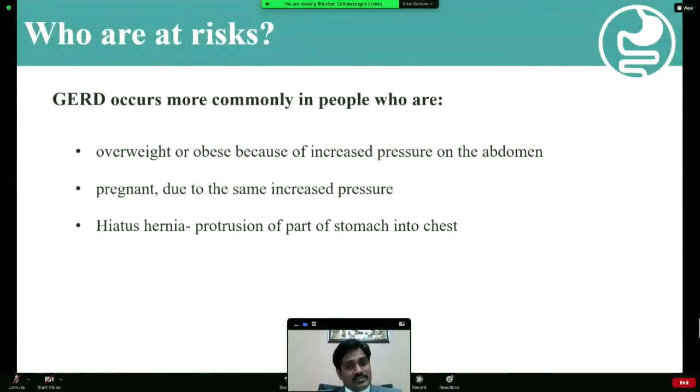Pregnancy is also one of the common reasons, because the developing baby in the uterus can keep pushing your food pipe and stomach. And also it is a very stressful period, which adds to the acid formation.